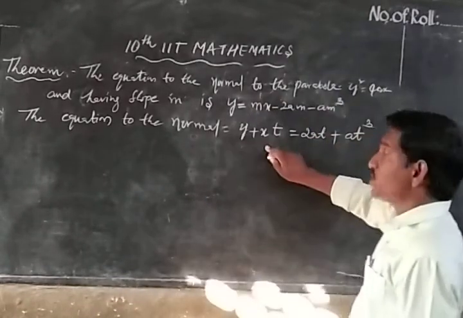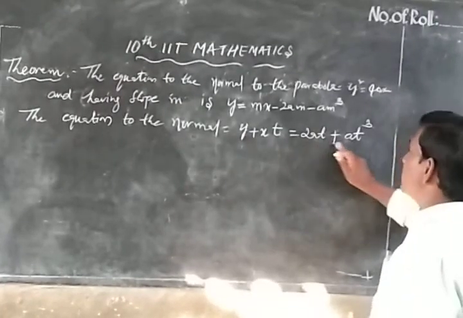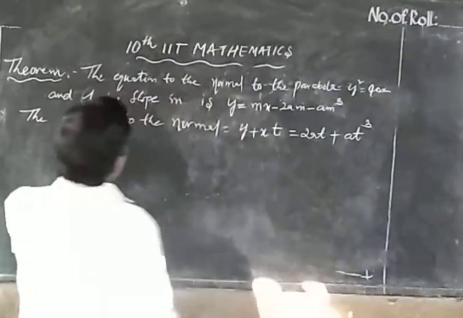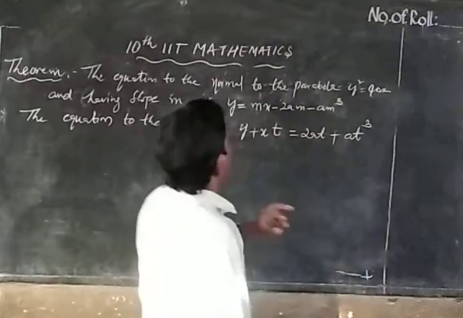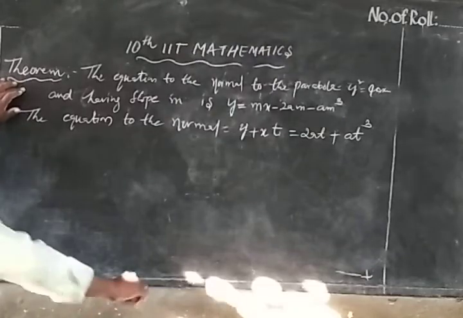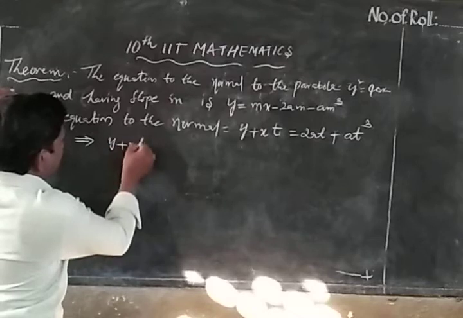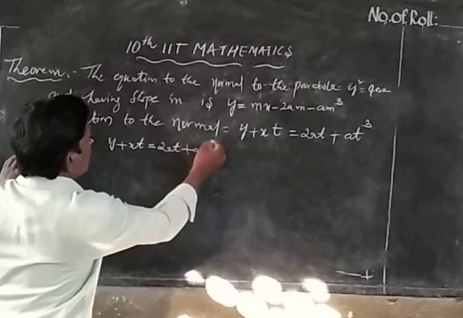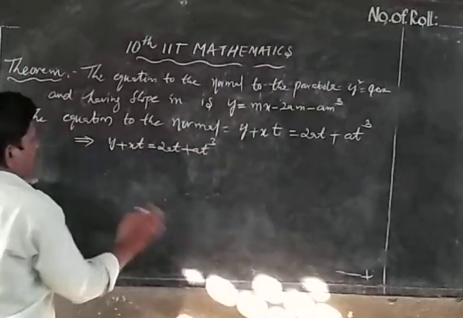y + xt = 2at + at³. It is the equation of the normal to the parabola. The equation of the normal is y + xt = 2at + at³. Now, y + xt = 2at + at³, which is the given equation of the normal.